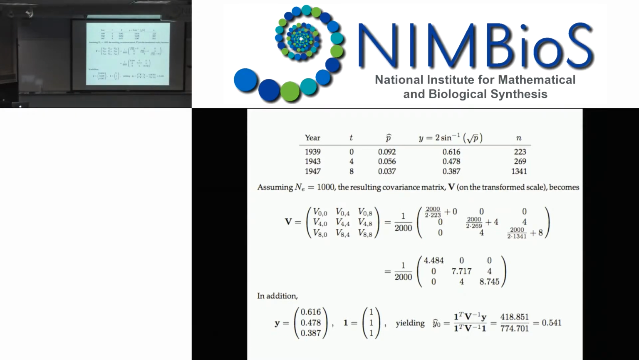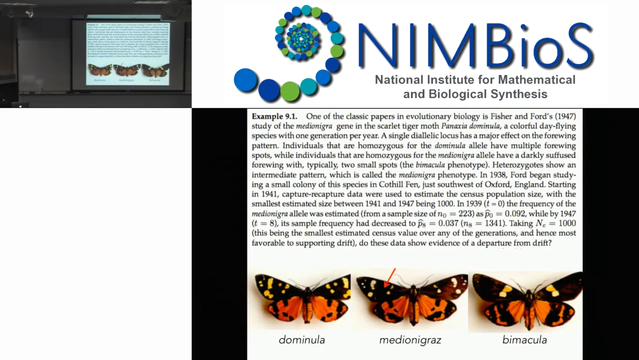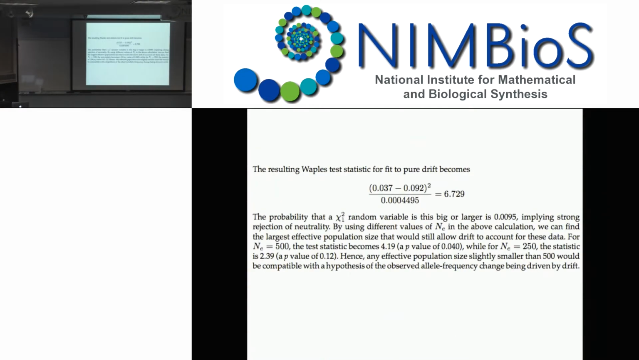So here are observations for, and what we're going back to is this very famous data set on these 3 genotypes that give you different wing characters in this very attractive tiger moth. It's called the scarlet tiger moth.